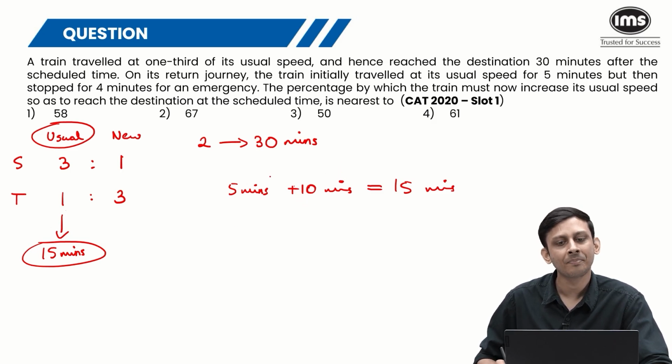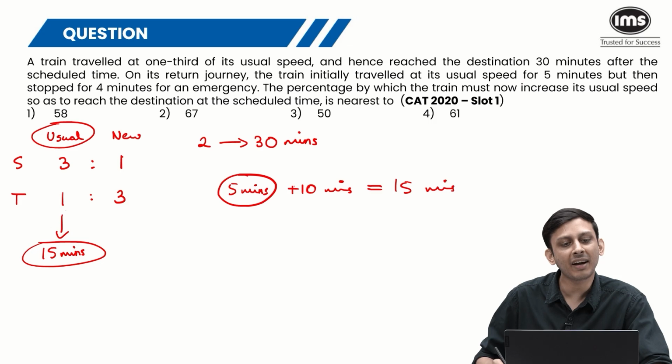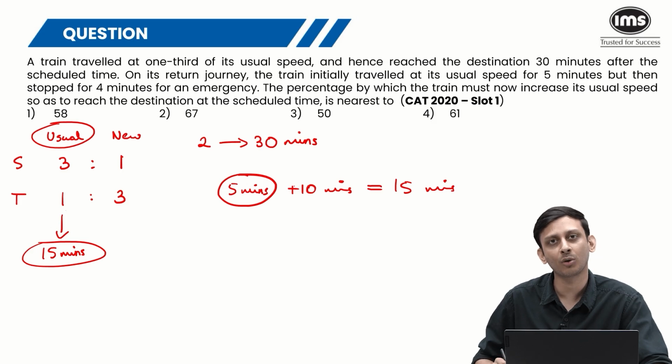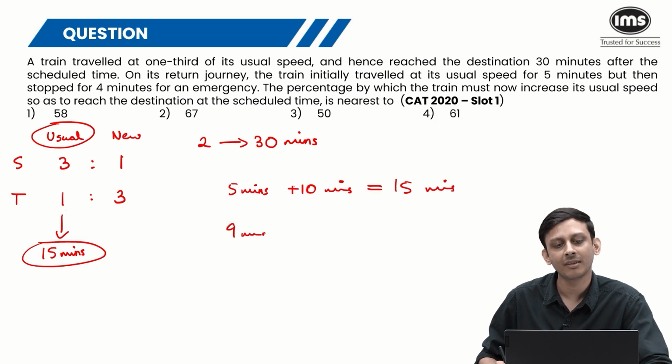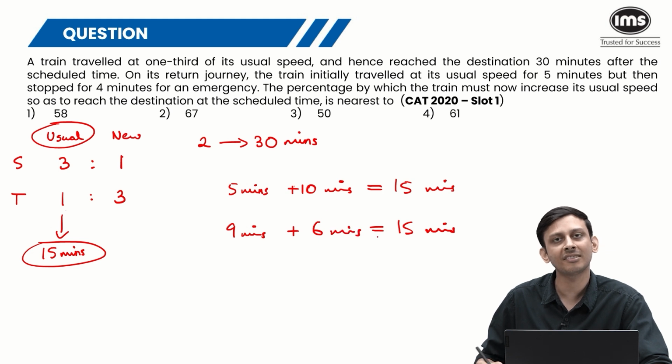Now what is happening is, the train is not actually taking 5 minutes for this part of the journey, for this distance. It's taking 5 plus 4. See, it is taking 5 minutes to cover the same distance. Then it is stopping for 4 minutes. 4 minutes, it's not moving at all. So for the same distance which it usually covers in 5 minutes, it is now taking 5 plus 4, 9 minutes. But we still wanted to reach at the scheduled time. So we still wanted to take 15 minutes in total. So 15 and 9, the difference is 6. So we wanted to take 6 minutes now for the remaining distance.